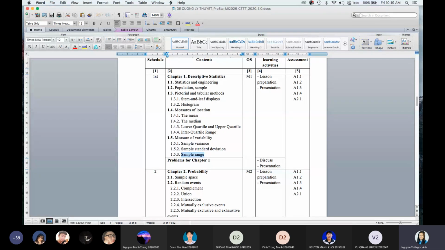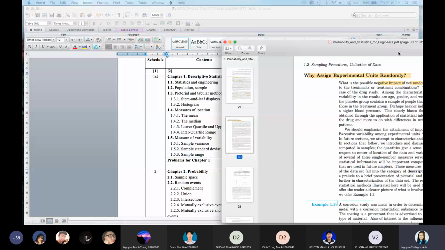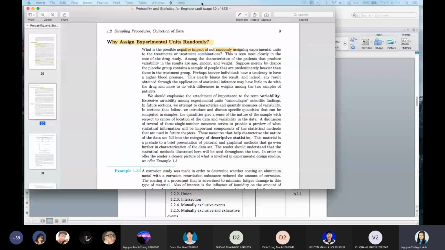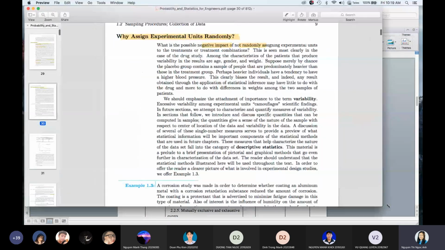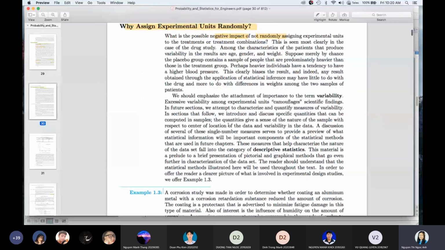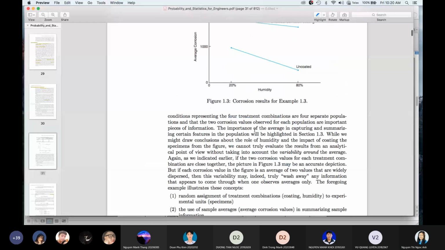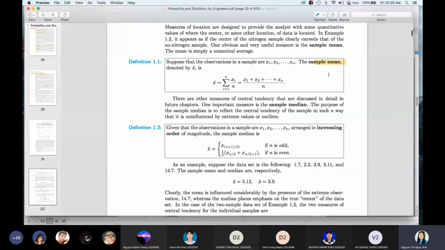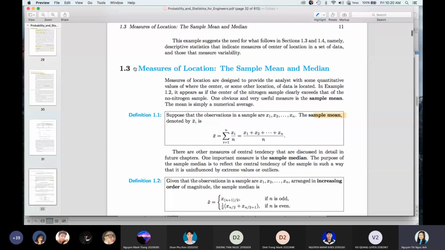Here is our textbook. I hope that you can read it and understand the descriptive statistics. This chapter is about descriptive statistics. Here's the sample mean. It is the method of location. Here are the sample mean and median.